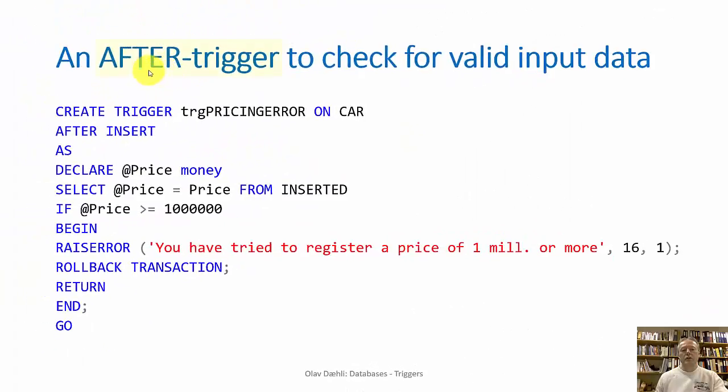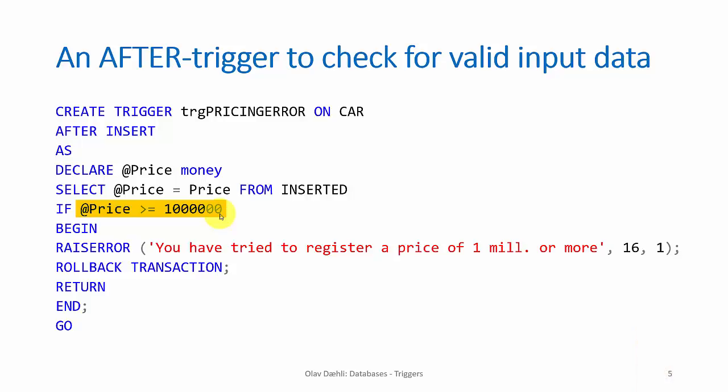We will write an after trigger to check for valid input data. We will assume that if a price greater or equal to 1 million is inserted into the price field, then it will be a wrong value. So we will have a test for that.